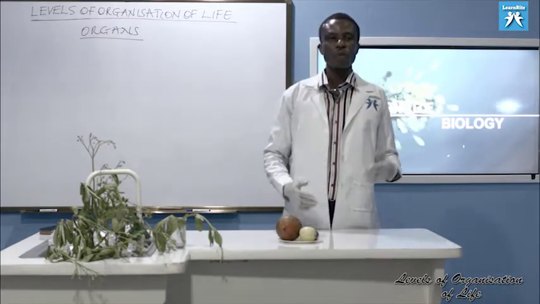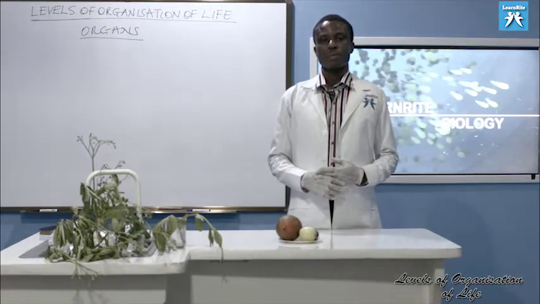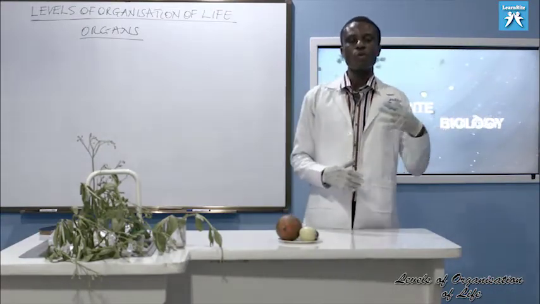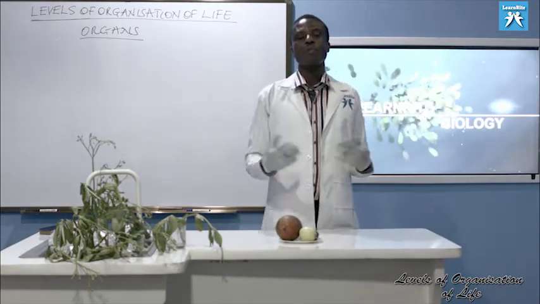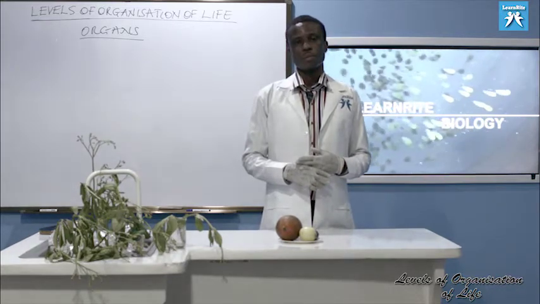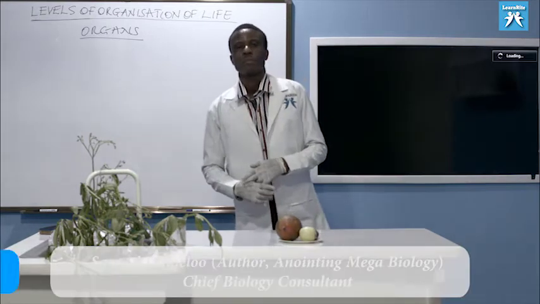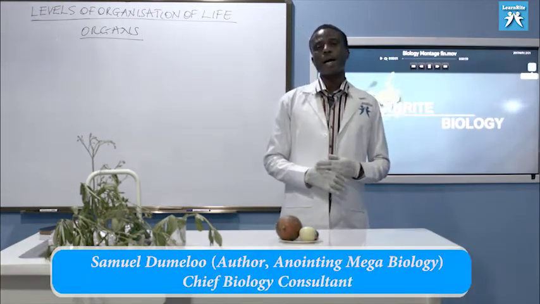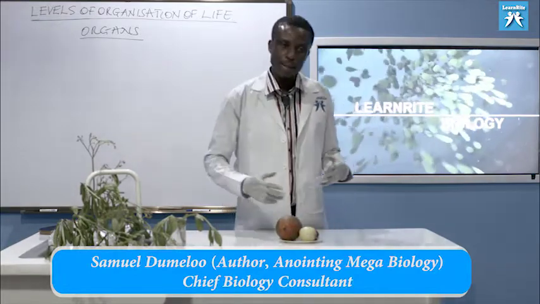In the previous video, we started with organs. And we said organs are groups of tissues performing one or more functions. We looked at organs in mammals. Now we want to look at organs in plants.